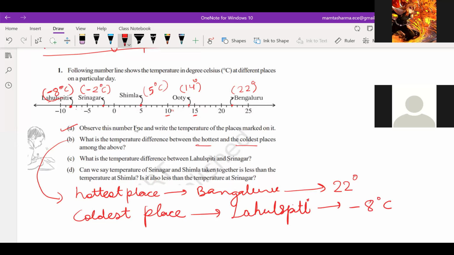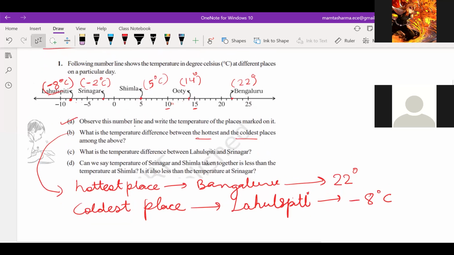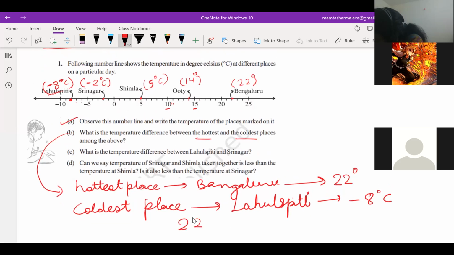Okay. Now we have to find out the difference of these two temperatures. So the difference would be 22 minus of minus 8. Don't write it as 22 minus 8, which is 30. It would be wrong. Write 22 plus 8, which is equal to 30.